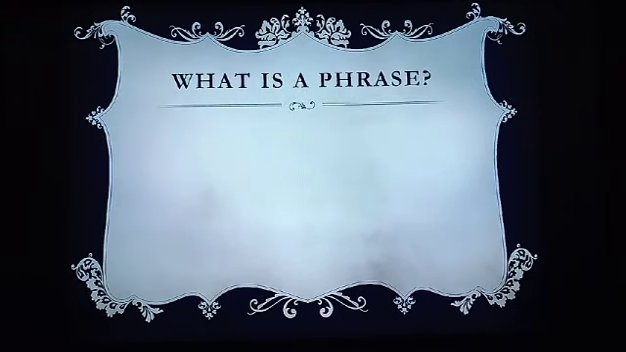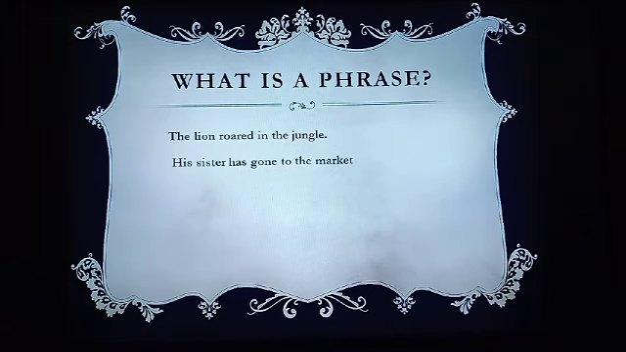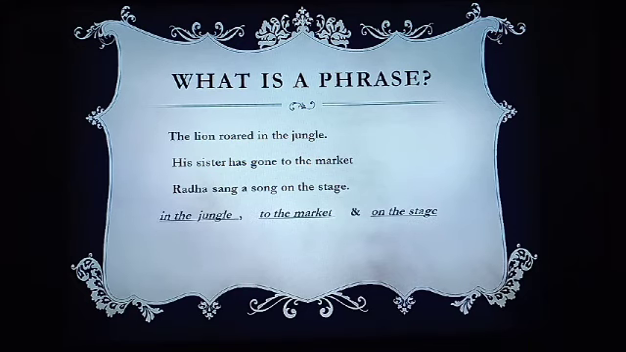Before discussing what a phrase is, let us discuss some sentences or examples. Number 1, the lion roared in the jungle. Number 2, his sister has gone to the market. Number 3, Radha sang a song on the stage. Now, in these sentences, look at the expressions. In the jungle in the first sentence, to the market in the second sentence, on the stage in the third sentence. Do they make any sense? Well, not exactly. They do not make a complete sense.